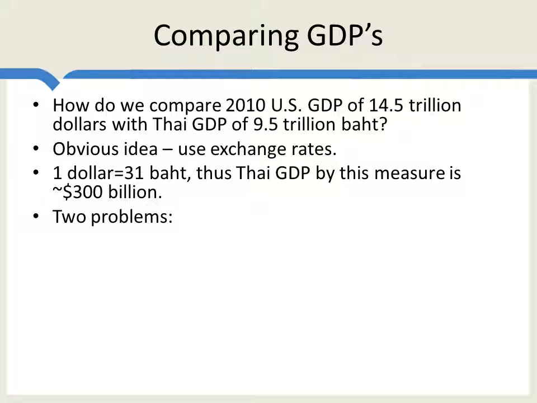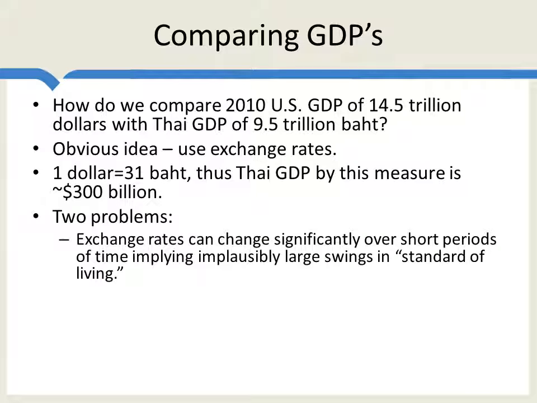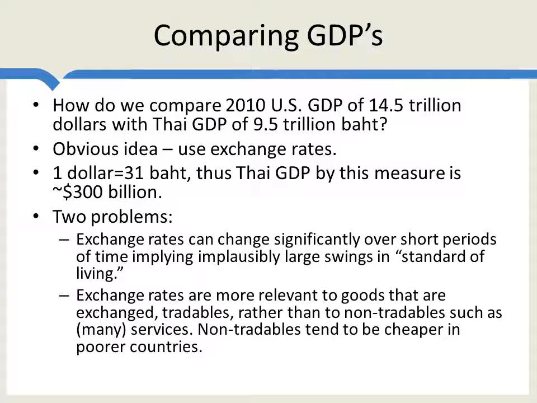There are two problems, however, with using exchange rates to convert GDP. The first is that exchange rates swing a lot, and this implies implausibly large swings in the standard of living. So it wouldn't be at all impossible, for example, for the US dollar to baht exchange rate to swing by 30% within a couple of months, either up or down. But this just implies much bigger changes in the standard of living in these two countries than is really very plausible.